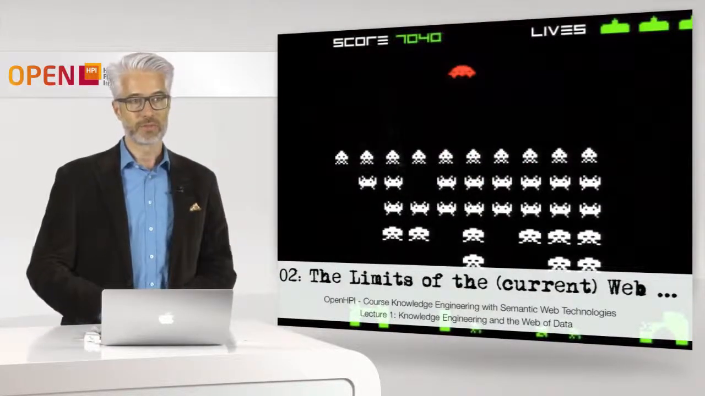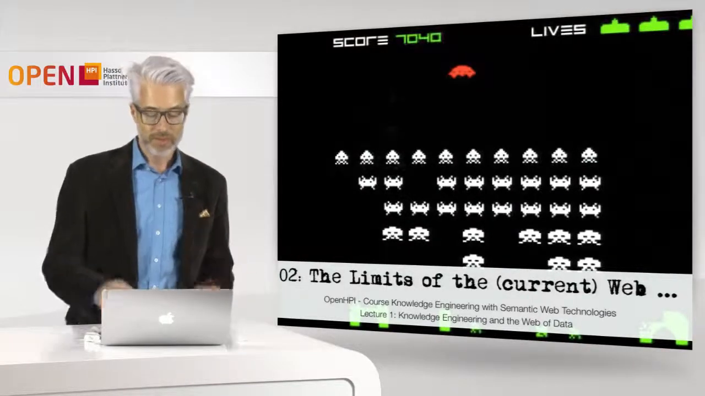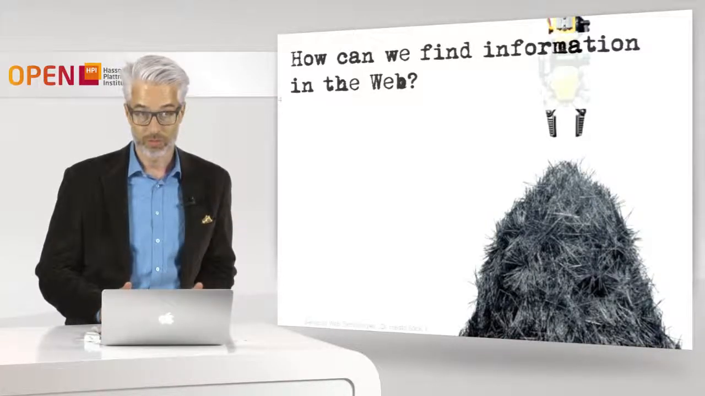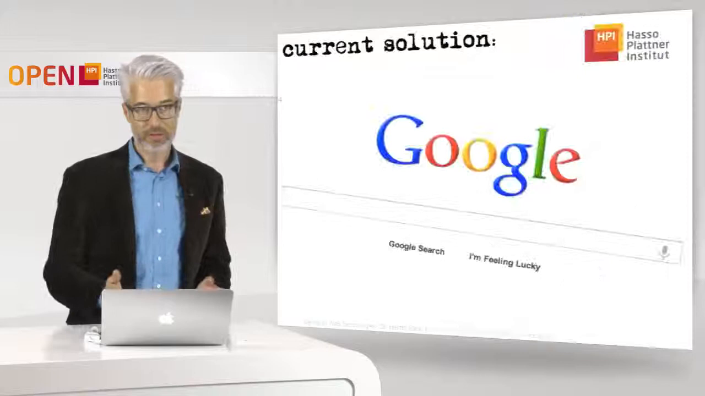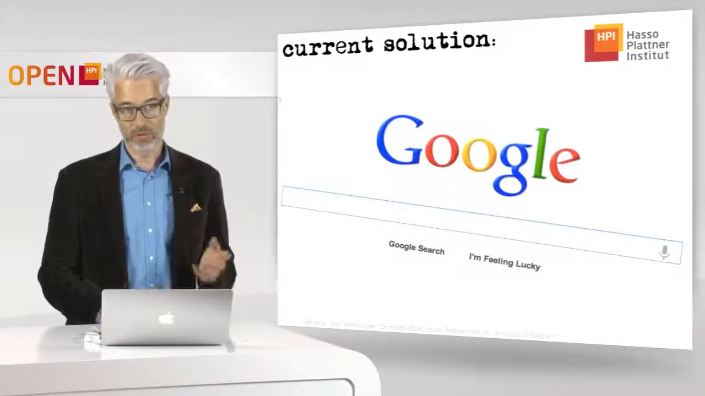In this section of the course, we want to talk about the limits of the current web. And we start with the question, how can we find information in the web? Today, of course, you are referring to one of the great search engines that we have on the web, for example Google or Bing.